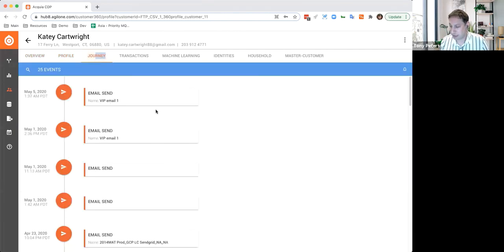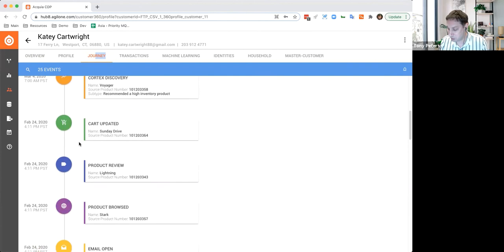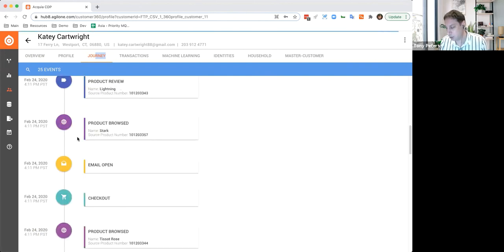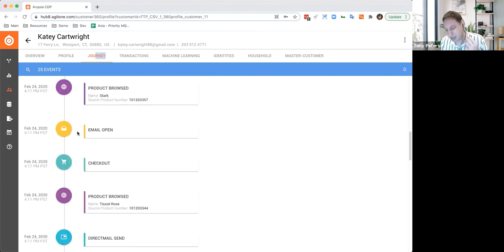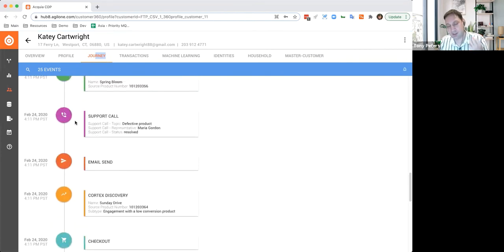We can see what the different touch points are in the journey of this individual person. So it could be email, there's some discovery, there's online shopping, e-commerce. They browsed the product, an email was sent and opened. They went to a store, they did a support call. So both online and offline, there's a timeline of these journeys based on the data that we're bringing in.